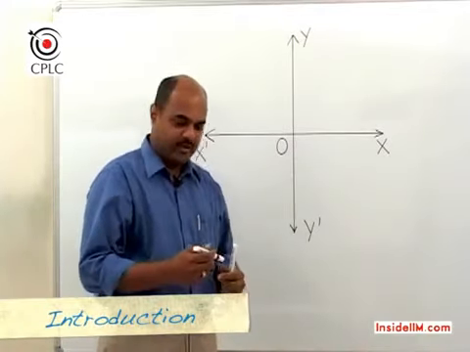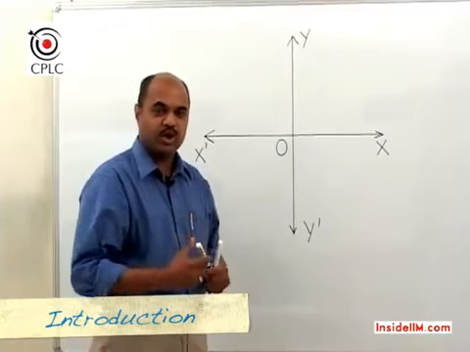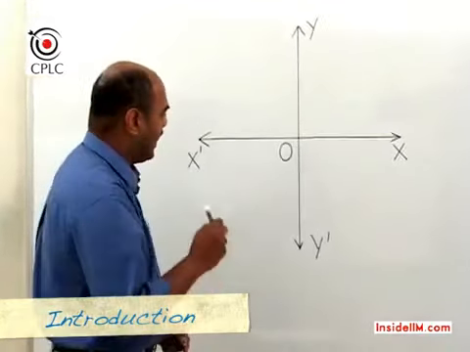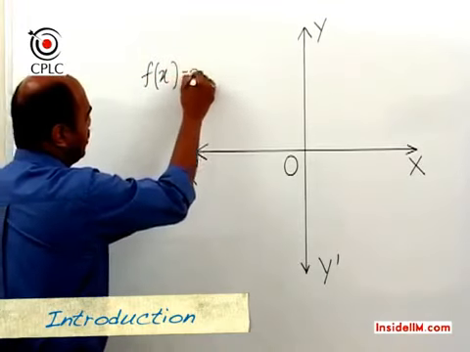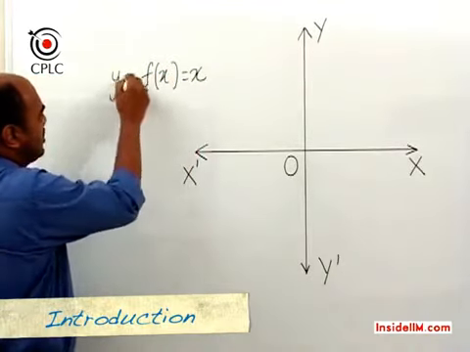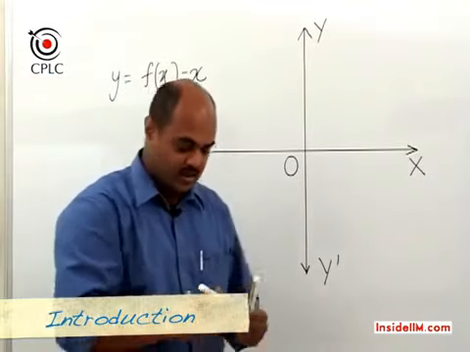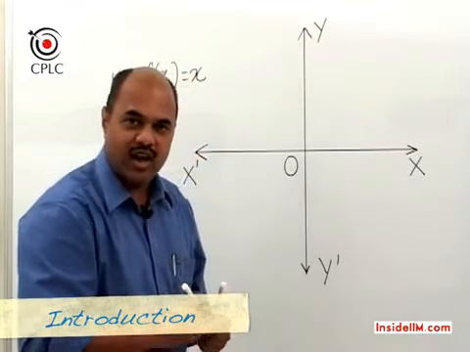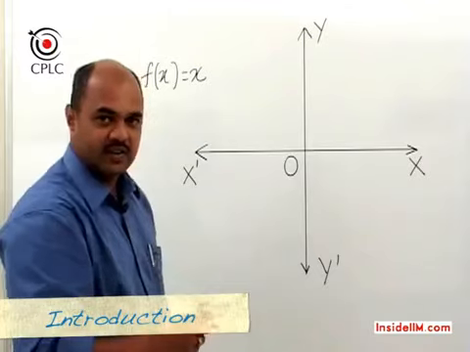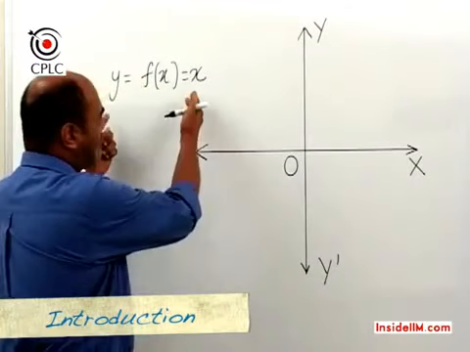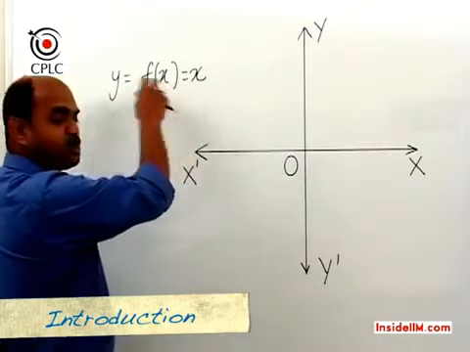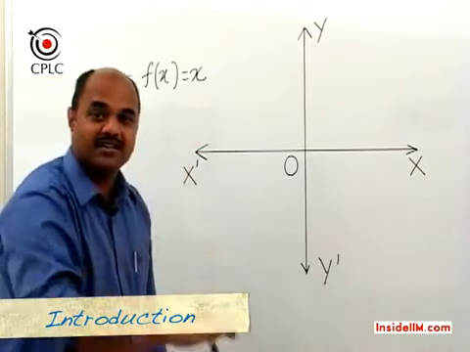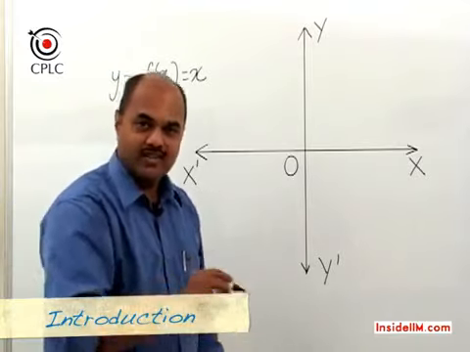Let's start off with a very basic function which is called the identity function. Identity function basically says f(x) is equal to x. So y, which is equal to f(x), is equal to x. Now if we try to draw the graph of this particular identity function, and if we look at what happens in terms of values, when x is 1, y is 1, when x is 2, y is 2, if x is minus 3, y is minus 3, and so on.